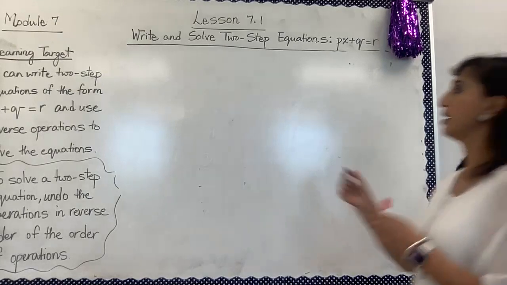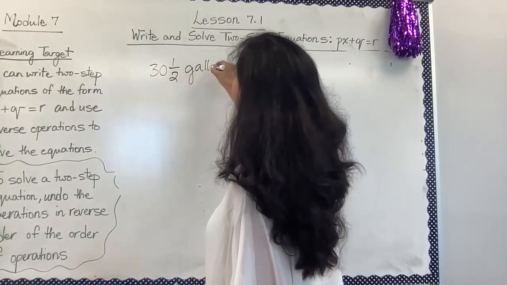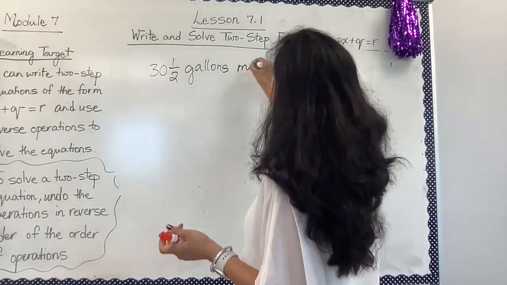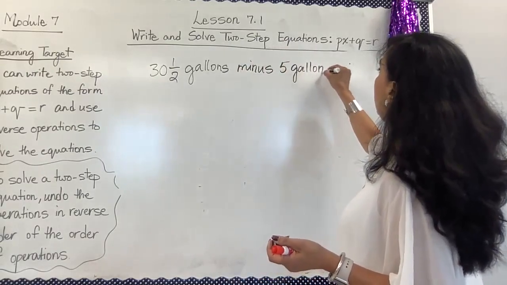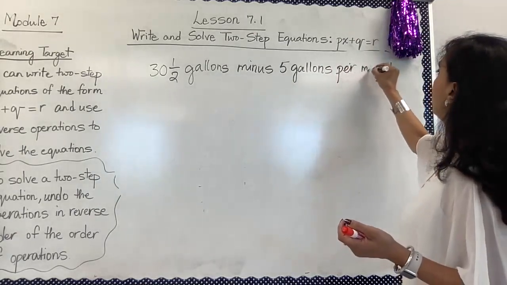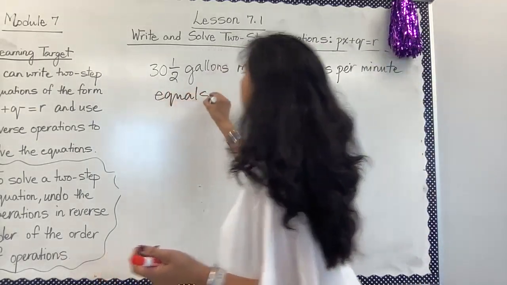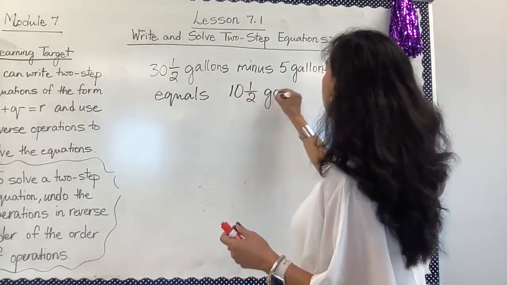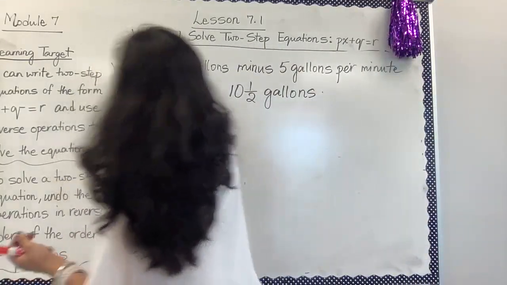30 and a half gallons, minus 5 gallons, minus because it's draining the water, 5 gallons per minute, equals 10 and a half gallons. Okay, so this is in words what I was just saying.